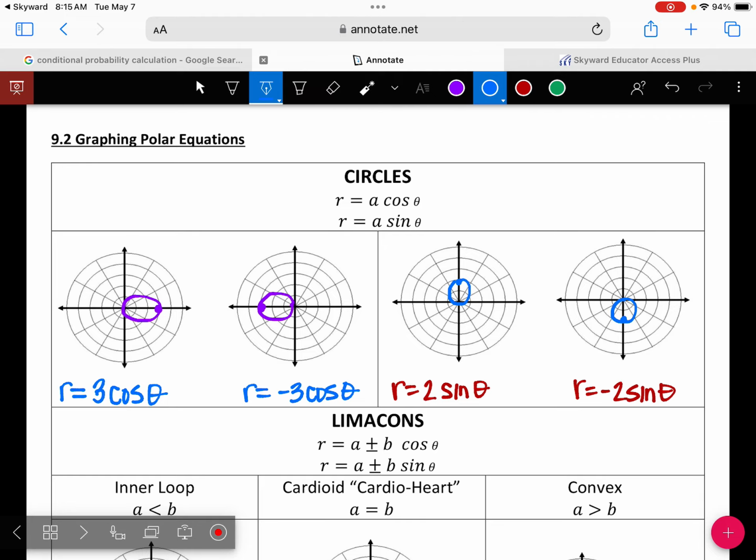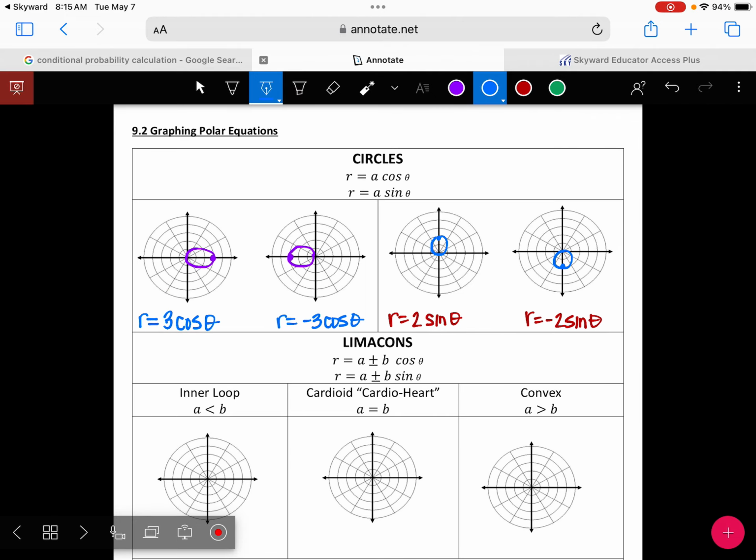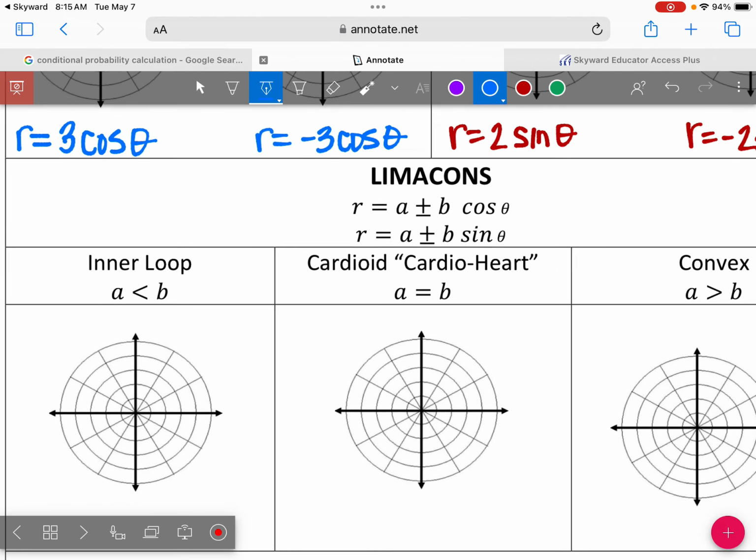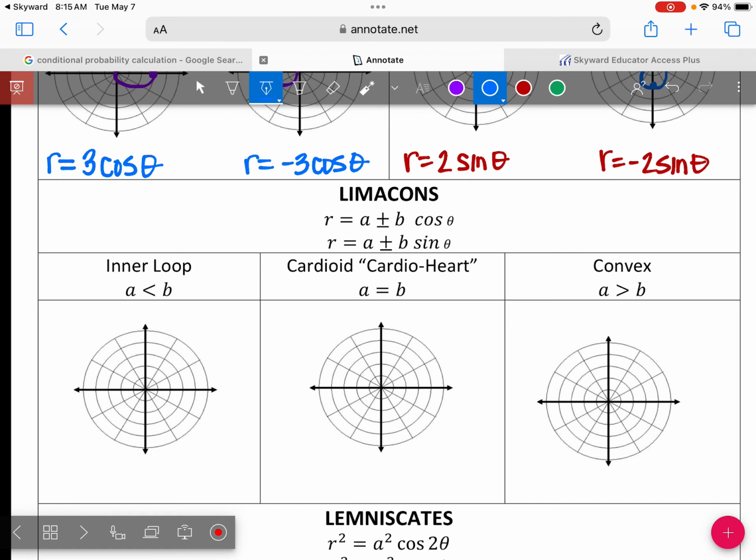All right, so now let's talk about the next one, which I don't know how it's pronounced, I think it's limaçon, but as mathematicians we call it limicon. Some people call it a limicon, whatever. All right, so there are 3 different types, and these 2 numbers will determine what kind of limicon you have.